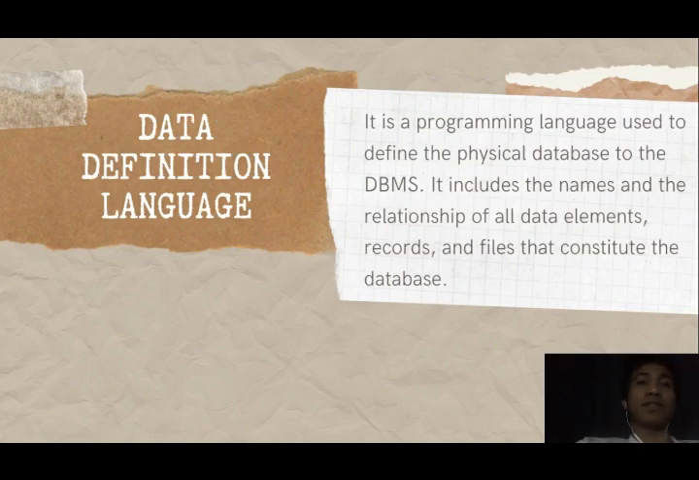The database management system is run by different programming languages. Each language has its own function. The programming language that I will be discussing is the data definition language. So, what is a data definition language or DDL? It is a programming language used to define the physical database to the DBMS. It includes the names and relationships of all data elements, records, and files that constitute the database. The DDL defines the database on three levels. They are called views: the internal view, the conceptual view, and the user view.